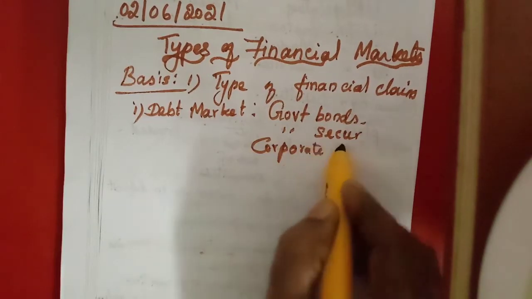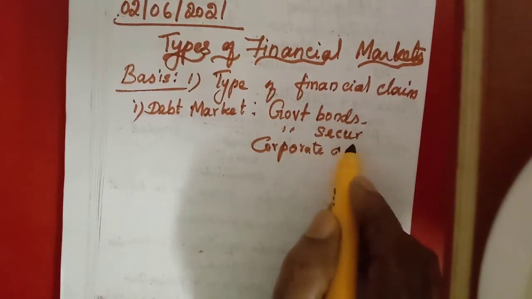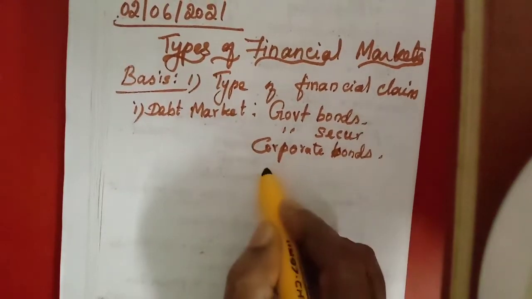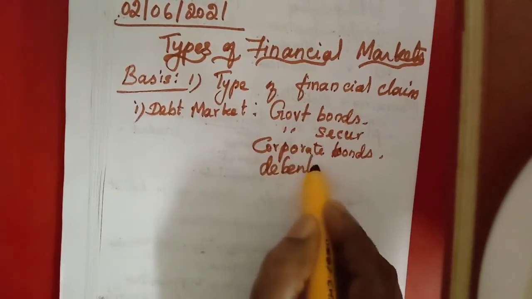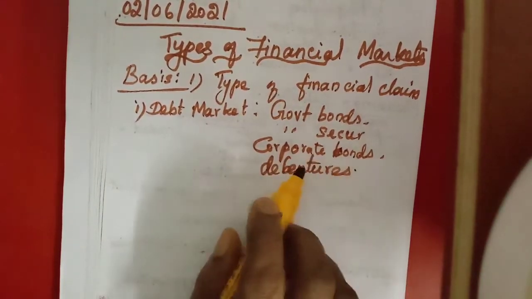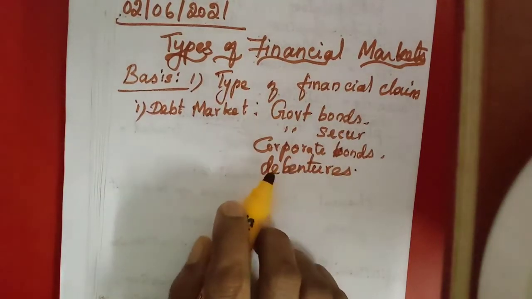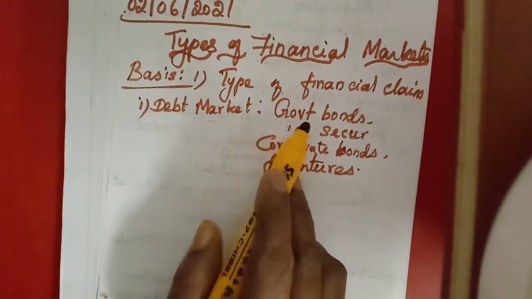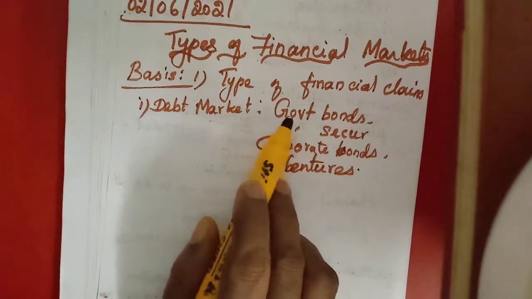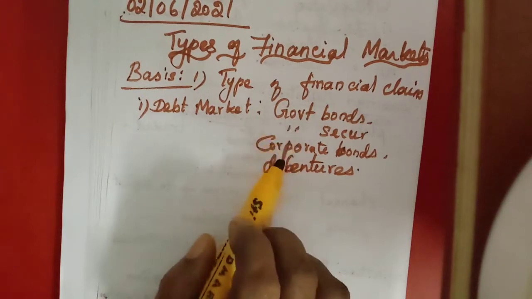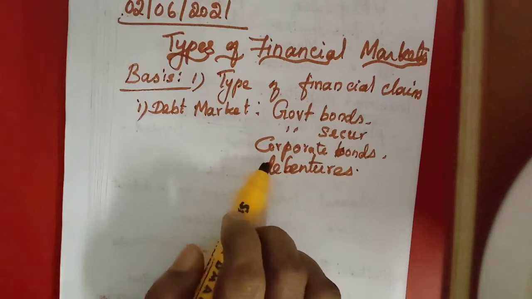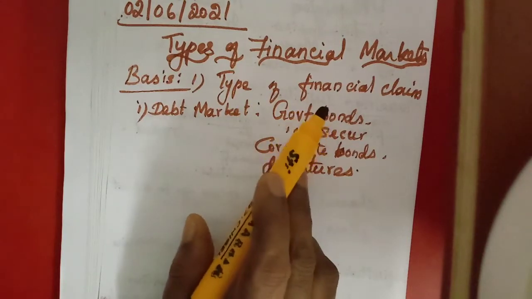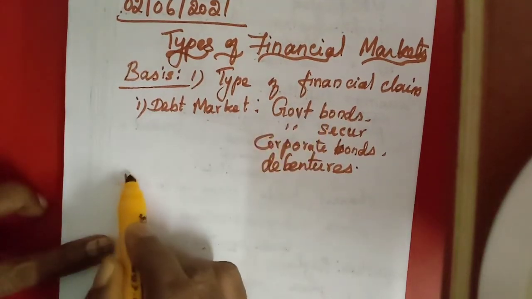Corporate bonds and securities and debentures. These are the debt market instruments. So in the debt market they will trade in the debt instruments. What are the debt instruments? The government bonds, government securities, corporate bonds and corporate debentures. These are divided on the basis of financial claim. Then the second one is the equity market.